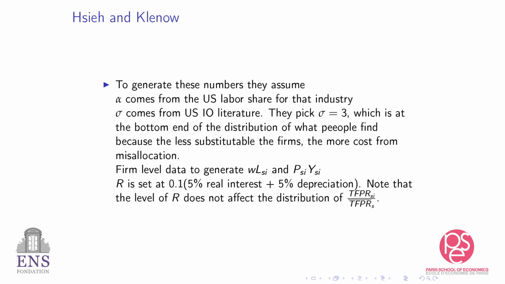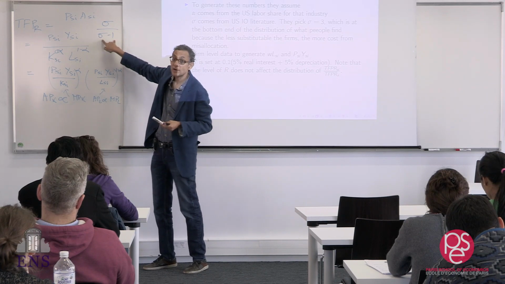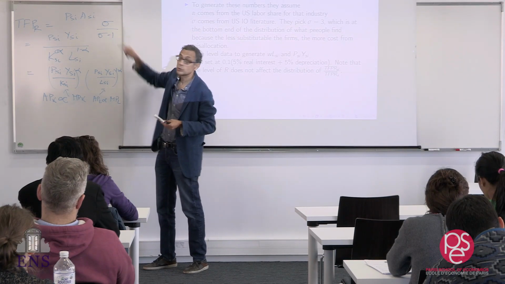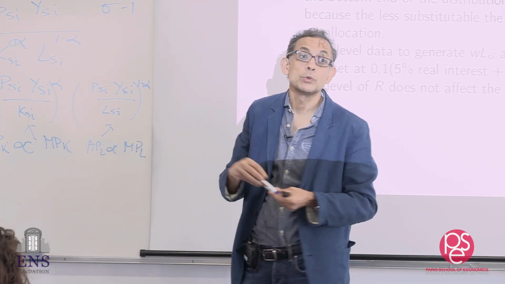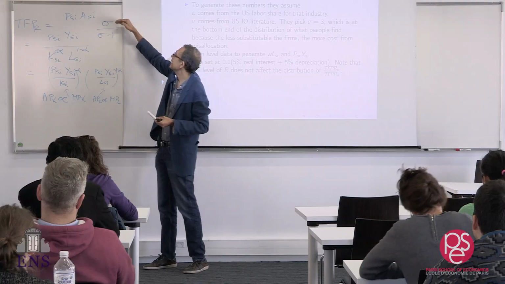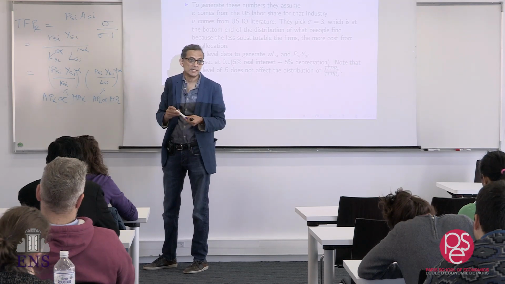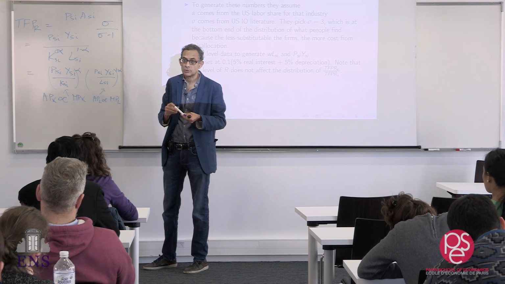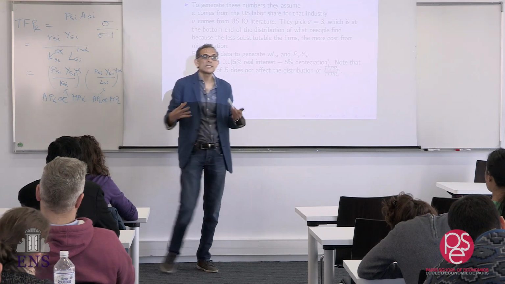Because of the profit rates, 3 would imply a very high profit rate. That would be 3 over 2. That's 50%. Typically, the number you use is more like 5. 5 will give you 20% profits. That's more like what people find. So the profit rates typically are more like 20%. So 3 is a low number.